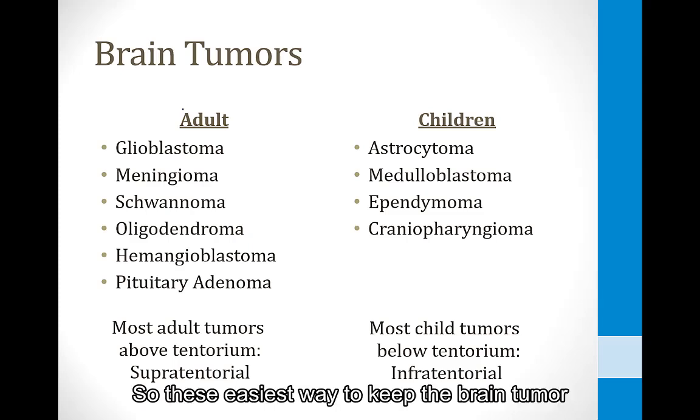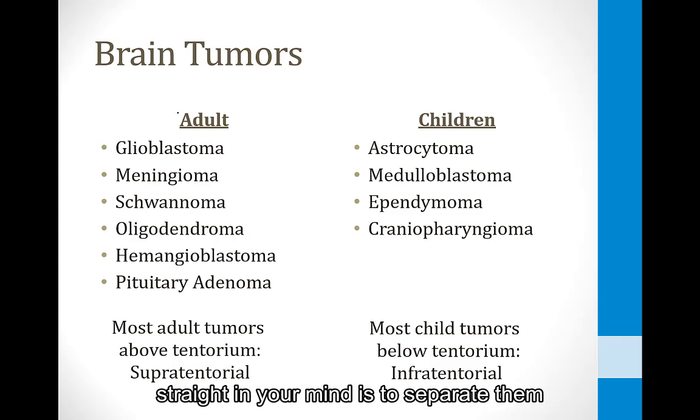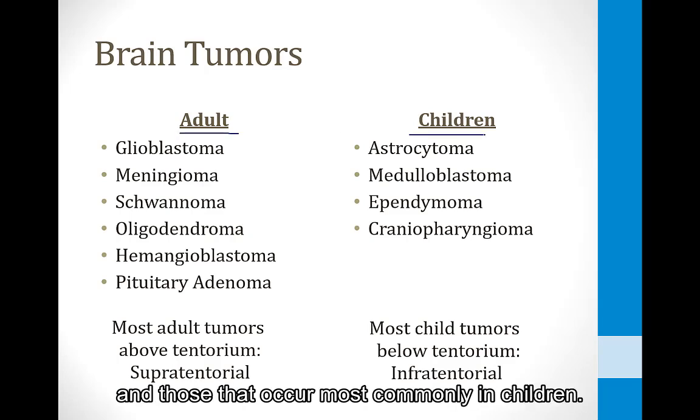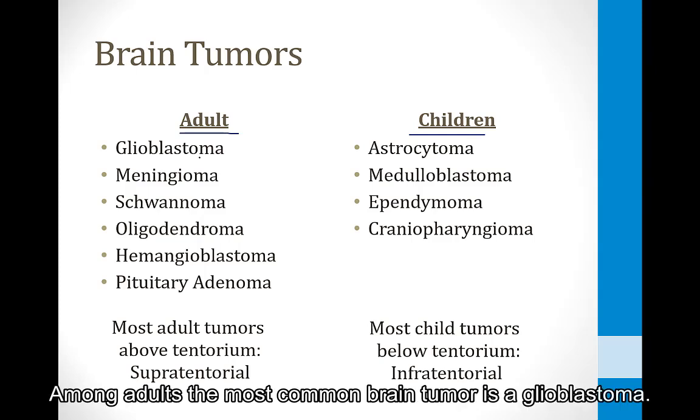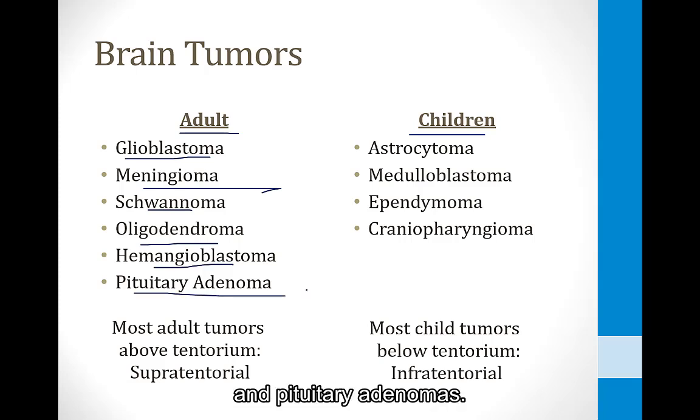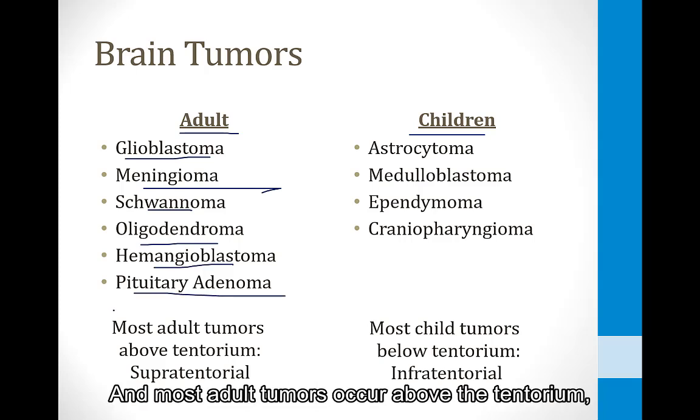So the easiest way to keep the brain tumors straight in your mind is to separate them into those that occur most commonly among adults and those that occur most commonly in children. Among adults, the most common brain tumor is a glioblastoma. Others that occur at a lower frequency are meningiomas, schwannomas, oligodendromas, hemangioblastomas, and pituitary adenomas. And most adult tumors occur above the tentorium.